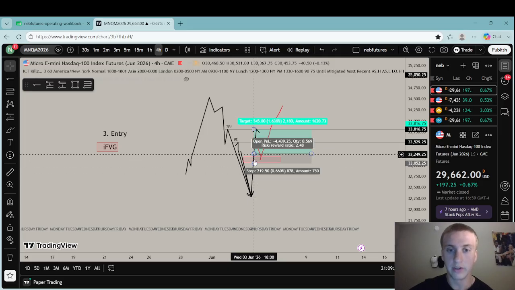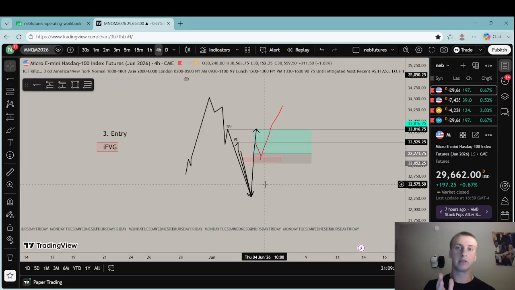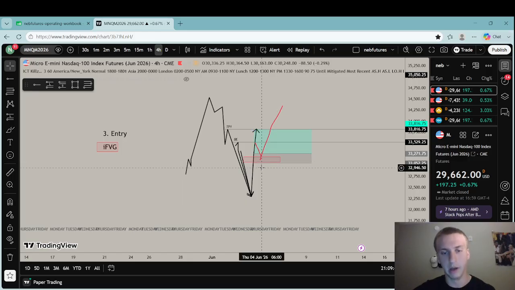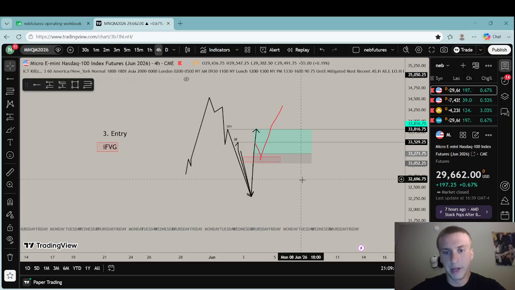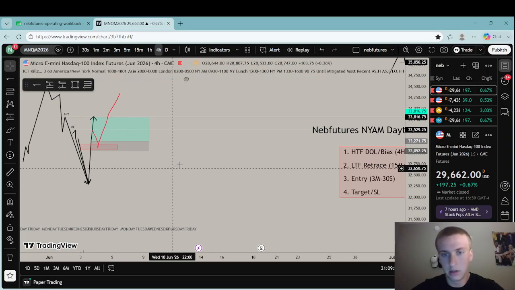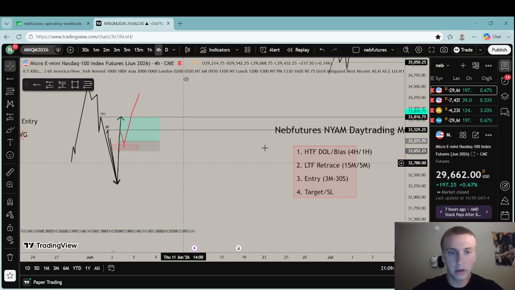If we inverse an IFVG, we expect a lot of momentum in the same direction. We don't expect to come back down. We don't want that anyways. We want the momentum to continue in that direction. That's why I feel comfortable with my stop below the IFVG that I took the trade on. So there's my entry. That was everything I had there, I think.